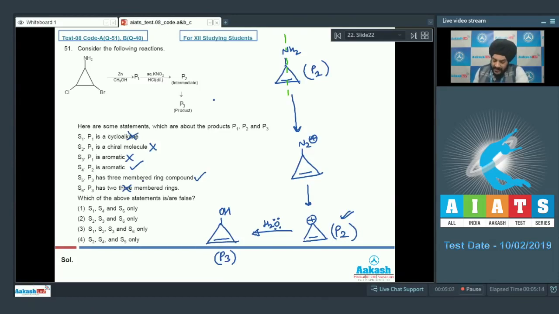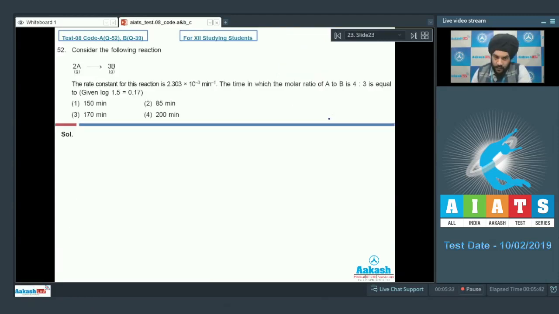So if you look at the statements which are correct, we have only S4 and S5 as correct. But the examiner is interested in the statements which are false. So we can see that we have to mark the third option as the correct answer to this question, in which S1, S2, S3 and S6 are not correct. So the correct answer to question number 51 is option 3. Let us look at question number 52 now.